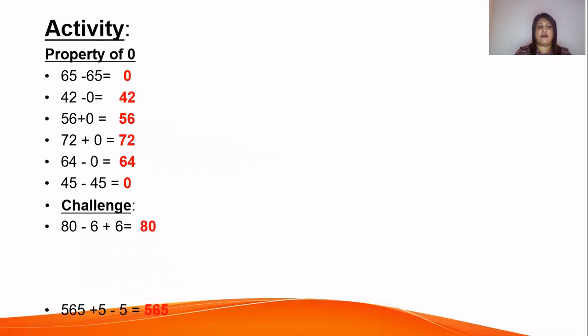The next one is the same. 565 plus 5 will give me 570. 570 minus 5 will give me my answer of 565.